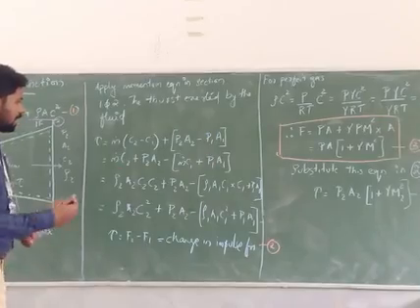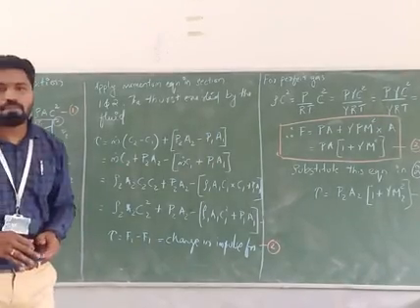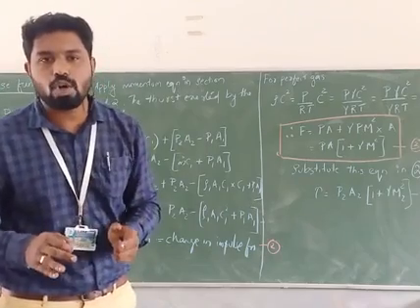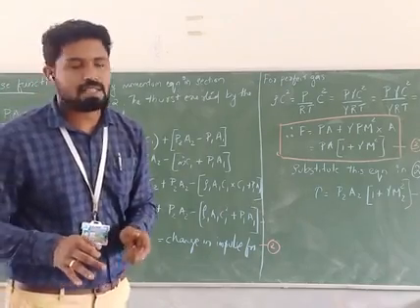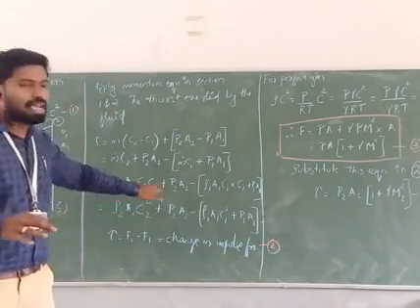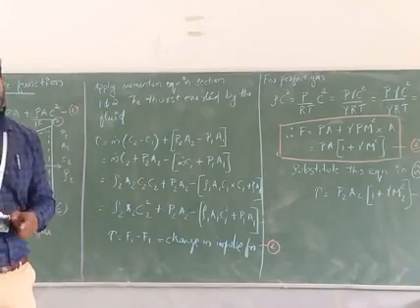Next, as we know, the mass flow rate m dot can be written as rho AC.